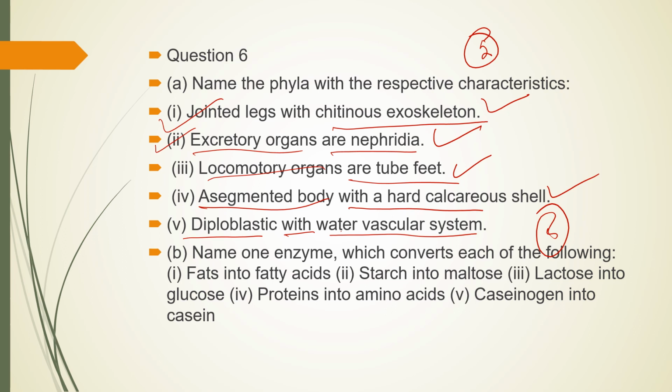Now name one enzyme which converts each of the following: fats into fatty acids, starch into maltose, lactose into glucose, proteins into amino acids, caseinogen to casein. So you are naming one enzyme which converts each of the following: fat to fatty acids, starch to maltose, lactose to glucose, proteins to amino acids, and caseinogen to casein.